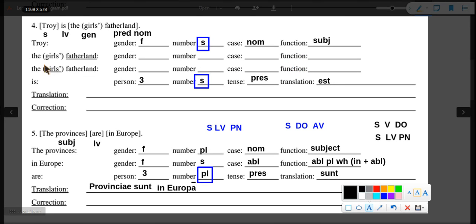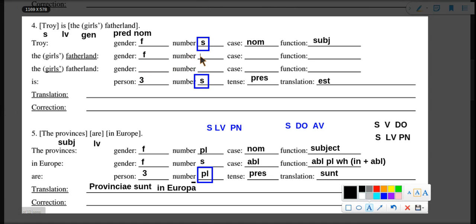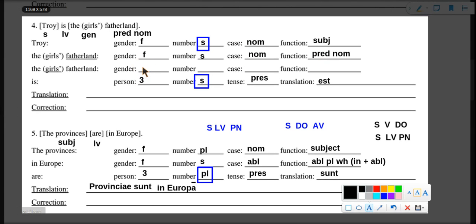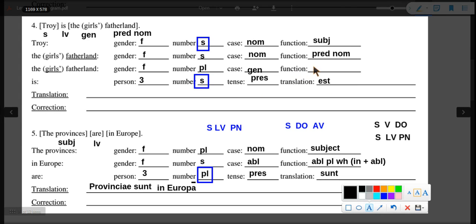Okay. Now, coming down here, we've identified fatherland as our predicate nominative. So our gender is feminine. Our number, fatherland, we only have one, singular. Case will be nominative, and function will be predicate nominative. And the girls', so our Latin word for girl, puella, is feminine. Here our number is plural. Our case, since we have a word showing possession, we have that apostrophe to show that in English, we'll have our genitive case, and our function is possession.